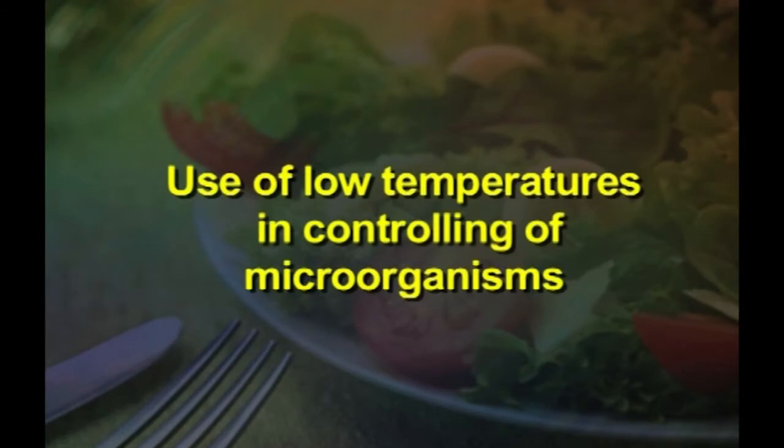Then we will discuss the use of low temperatures in controlling microorganisms. Low temperatures are used to retard chemical reactions and the action of food enzymes, and also to slow down or stop the growth and activity of microorganisms in food.